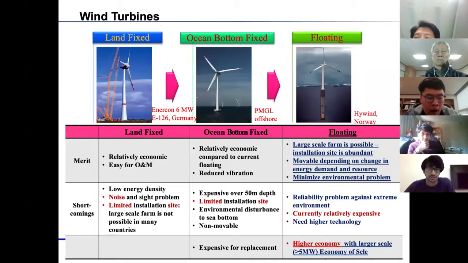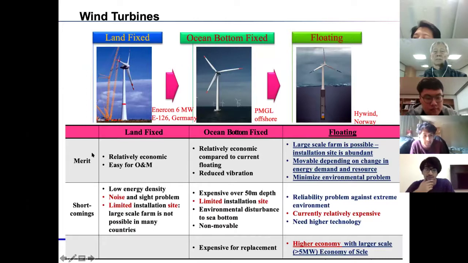And now we will look at another offshore floating structure, which is in the form of wind turbines. As you know, we can see land fixed, ocean bottom fixed, and floating. And we are all very familiar with the first one and the second one probably, but the new one which is currently in development is the floating wind turbines.